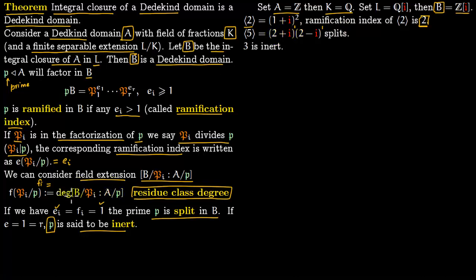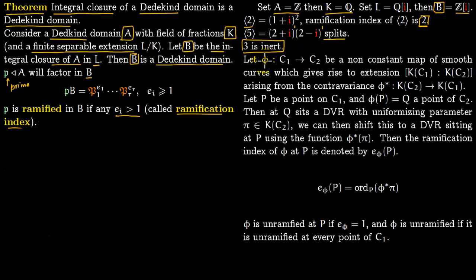So you will see that the degree of extension is 1 for 2 plus i and 2 minus i. So this splits, and 3 is inert, because 3 will just factorize as 3 itself. So e would be 1 and r is 1. So p here, which is 3, will be inert.